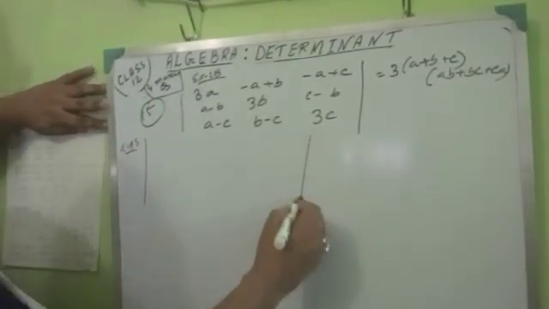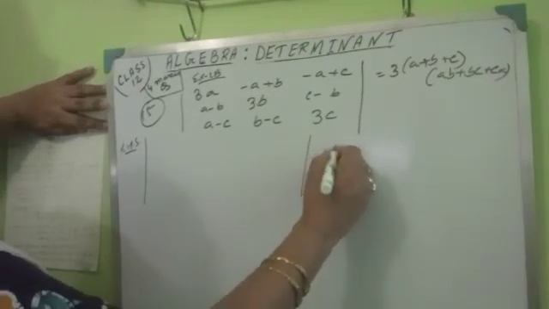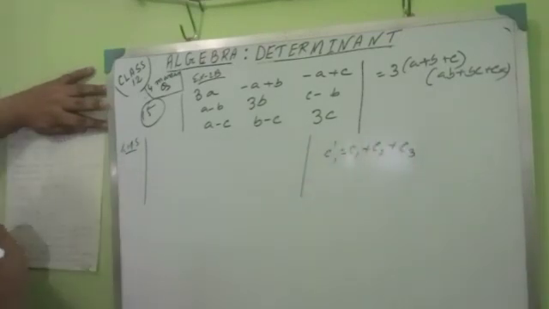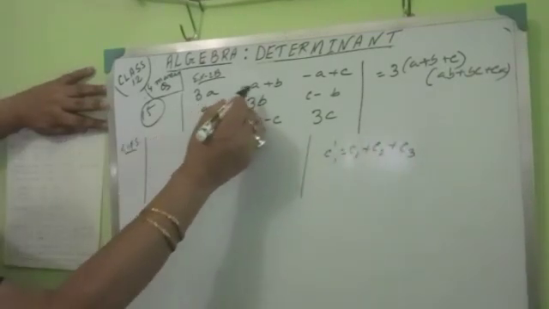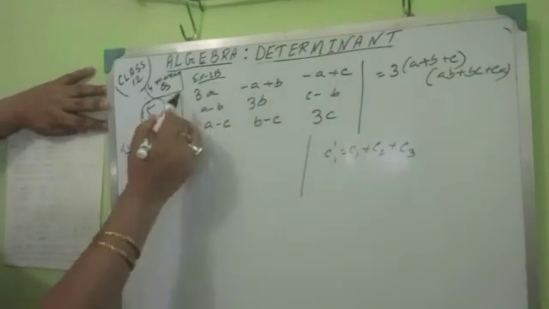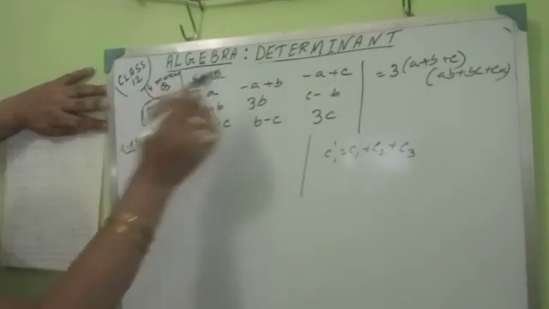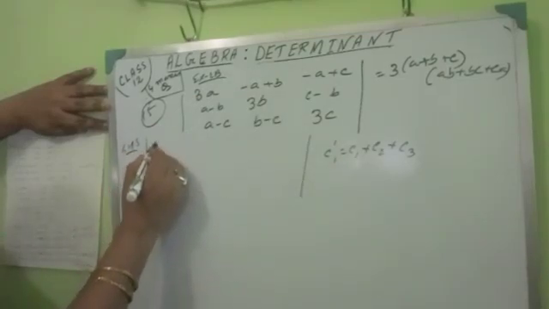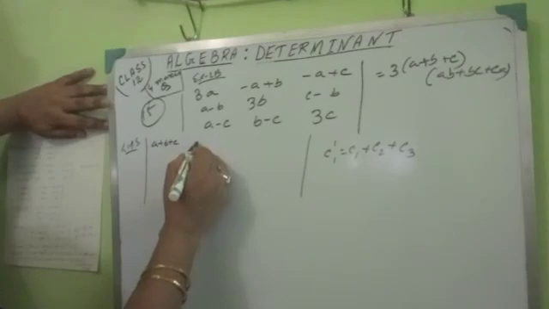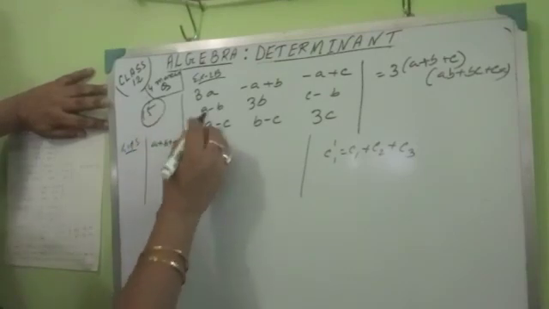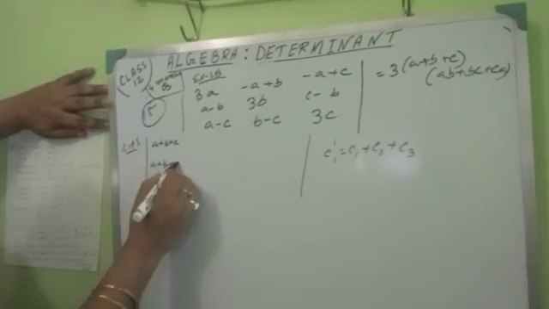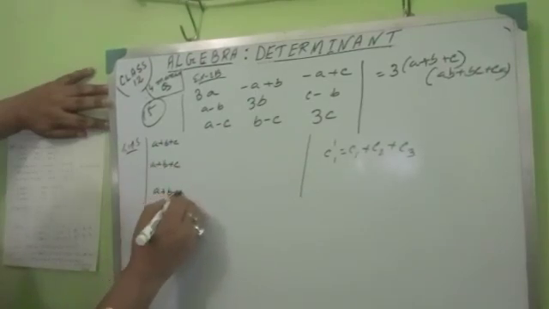We will change the first column. So C1 dash equals C1 plus C2 plus C3. Okay, now 3a minus a plus b minus a plus c. So minus a minus 2a, 3a minus 2a is a. So a plus b plus c, ultimately we will get. Only we are going to change the first column. A minus b plus 3b, it will be again a plus b plus c. It will be again a plus b plus c.